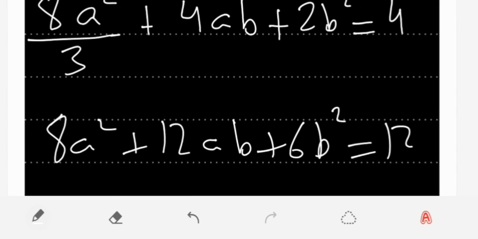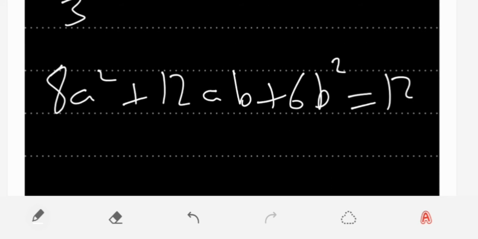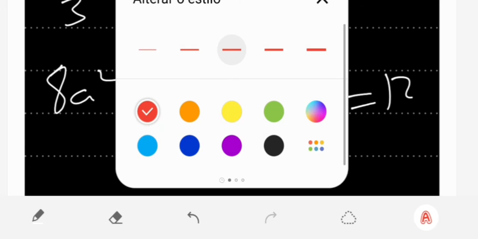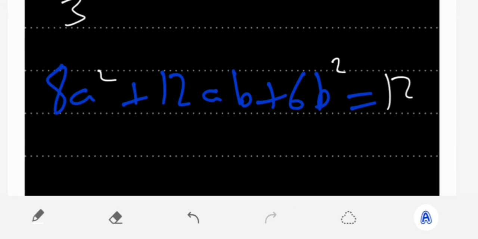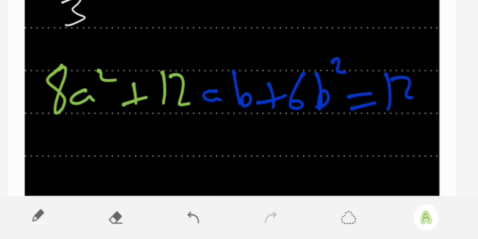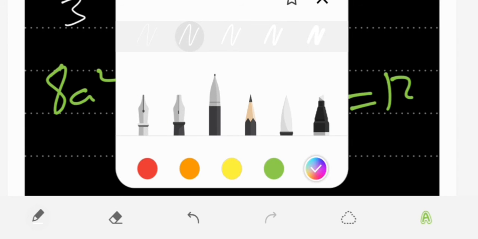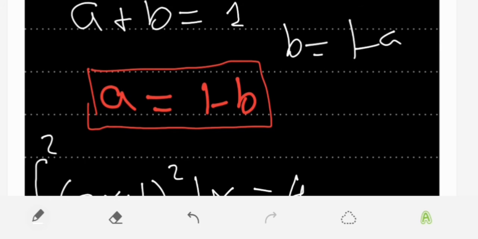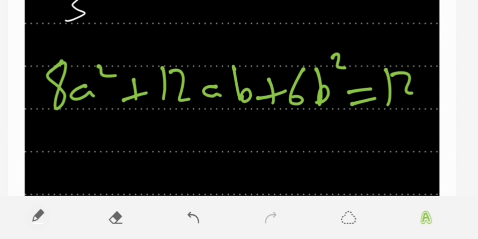So equals 12. Now comes in the thing that I was telling you. Now we have this equation over here. Yeah, this wasn't a good idea. Maybe green. Yeah, green is better. So we have this equation over here. So now, we have the other equation, right? a is equal to 1 minus b.